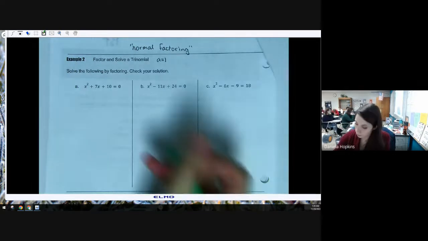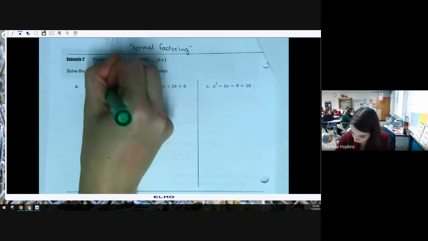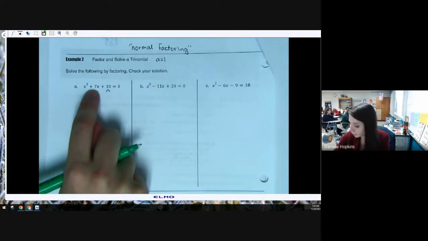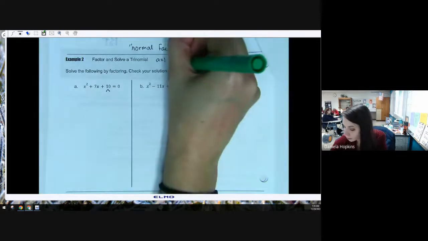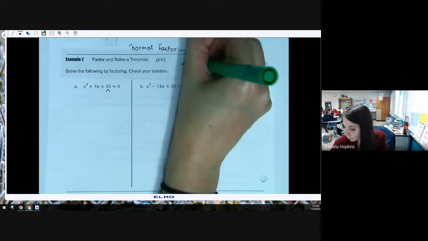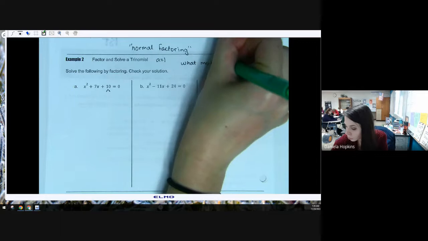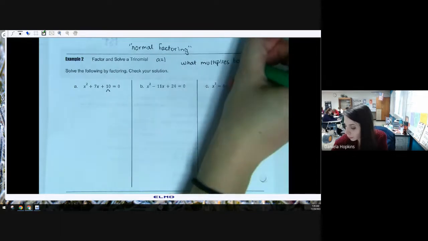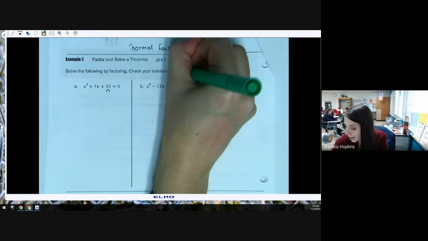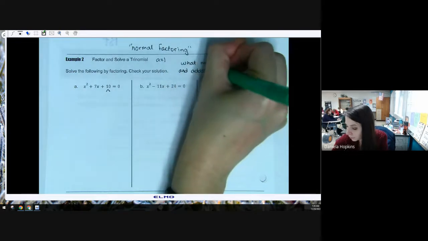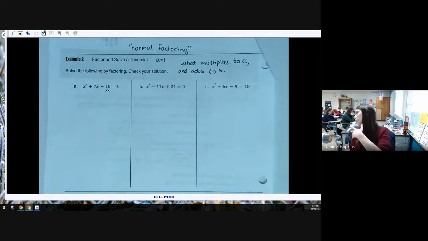Check, done. And then I always do this rule where how these factor is that whatever multiplies to this number will add to this number. You guys remember this? So what multiplies to C, which is our last number, and adds to B.